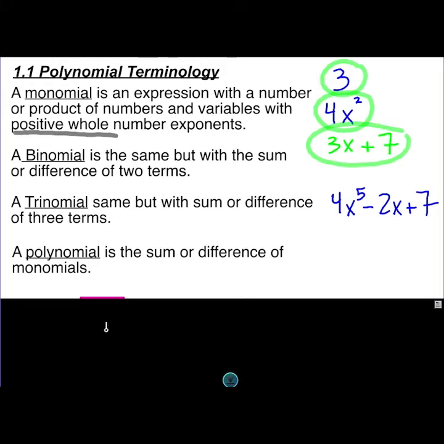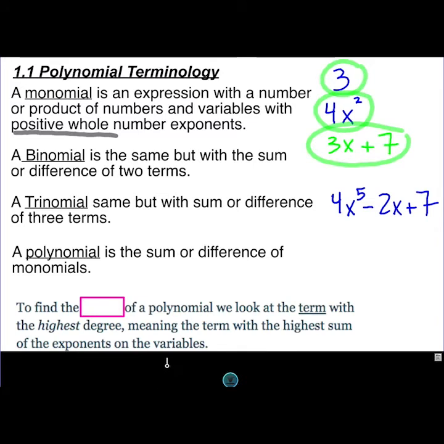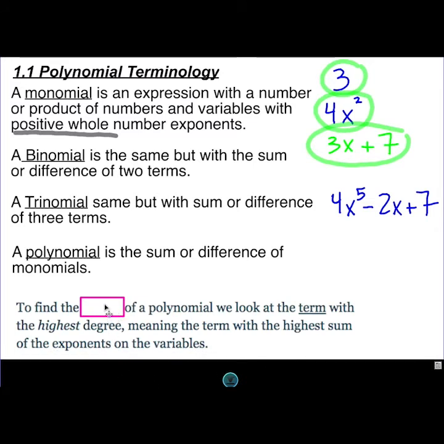We want to talk a little bit about naming polynomials. We're going to name them a couple different ways. One thing we're going to do when we start naming them is talk about their degree. So will you please fill in this box right here, the word degree. To find the degree of a polynomial, we're going to look at the term with the highest degree. And when we have polynomials, there could be multiple variables. If that happens, it's really just the highest sum of the exponents of any term in the polynomial.